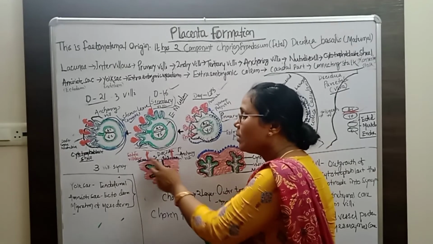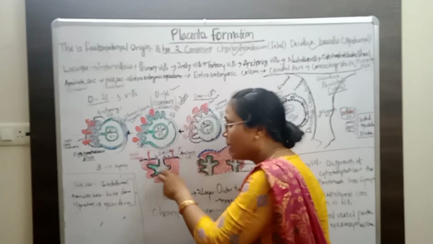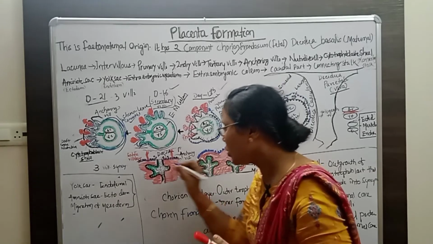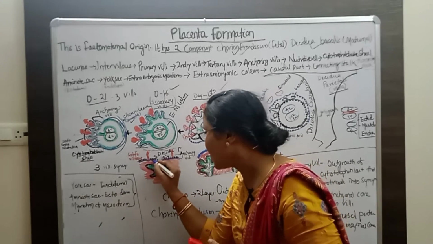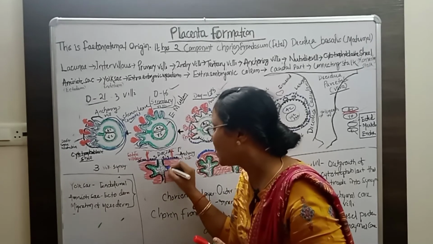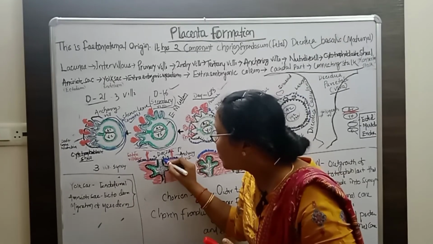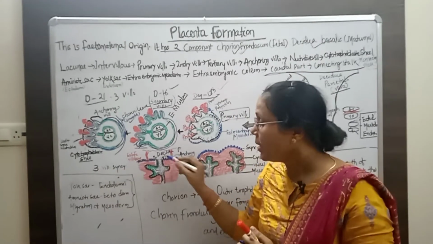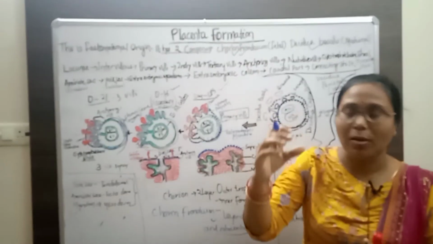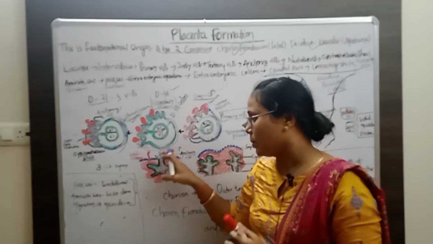After formation of the tertiary villi, some of the cytotrophoblast, see in this picture, will erode the wall of the syncytiotrophoblast. Here the black one erodes the wall of the blue one. The blue one is the syncytiotrophoblast. This structure is closed, but some of the cytotrophoblast, the black one, erodes the wall of the syncytiotrophoblast and anchors into the decidua. As its role is anchoring into the decidua, it is named anchoring villi.